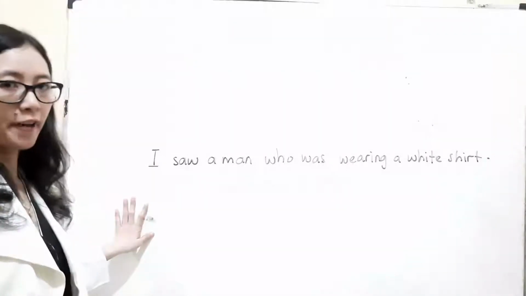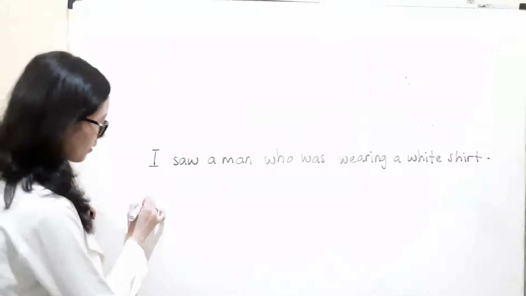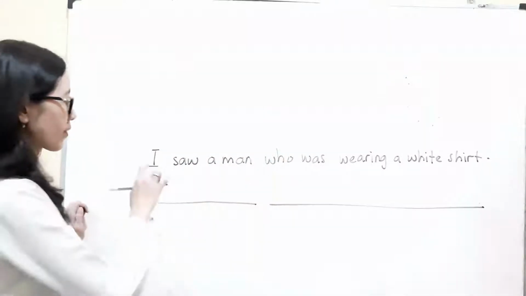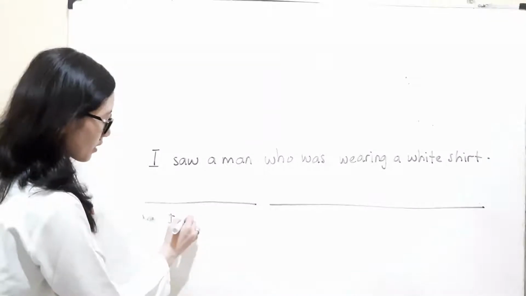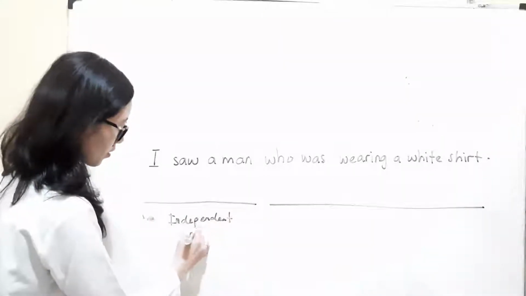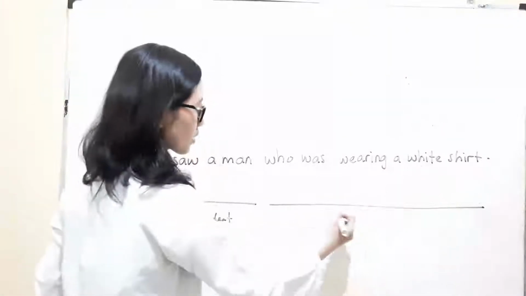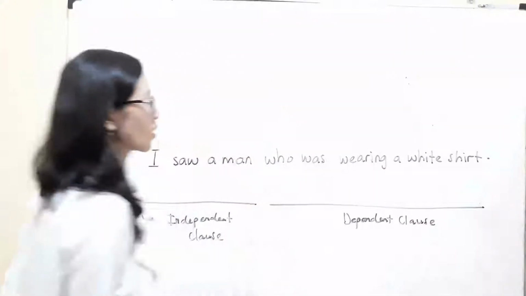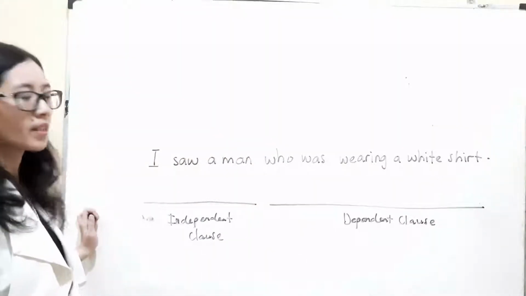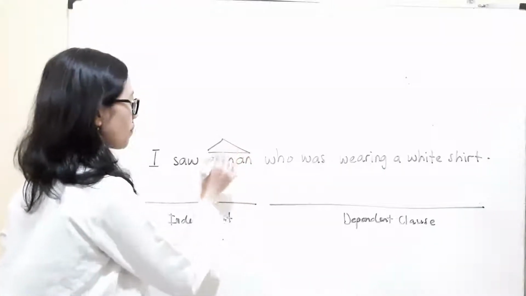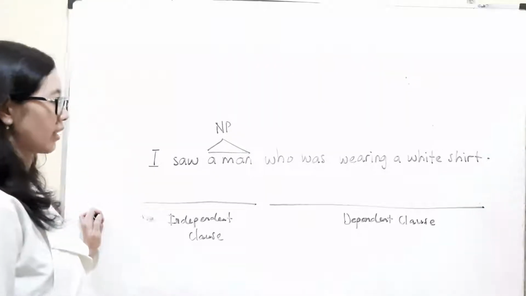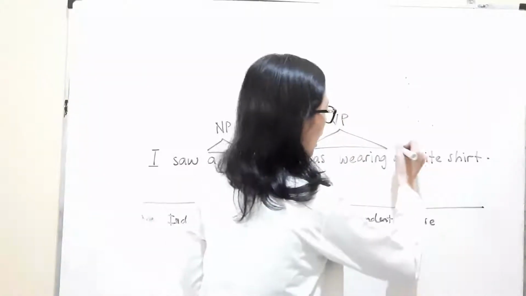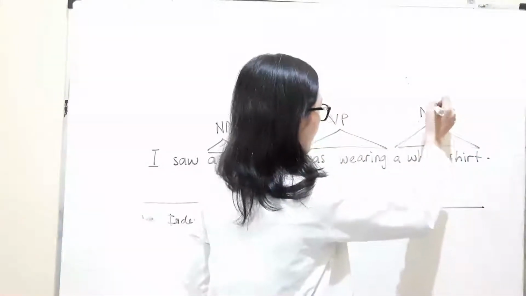How many clauses do we have? Yes, we have two clauses. I saw a man who was wearing a white shirt. This is the independent clause, while this one is the dependent clause. Do we have a phrase here? Yes, a man. A man is the noun phrase. And then, was wearing is the verb phrase. A white shirt is the noun phrase.